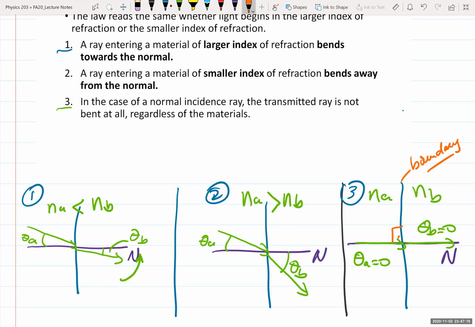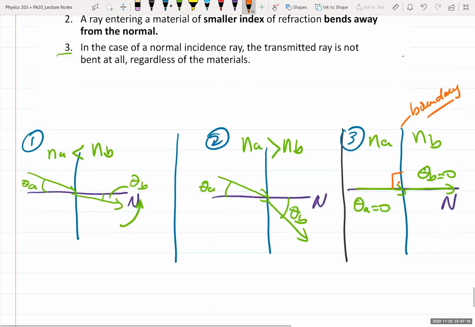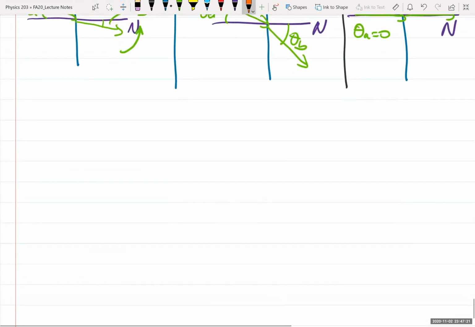Hopefully this makes sense. We're going to talk about the index of refraction of a wave and the wave aspects of light. That's our next topic.